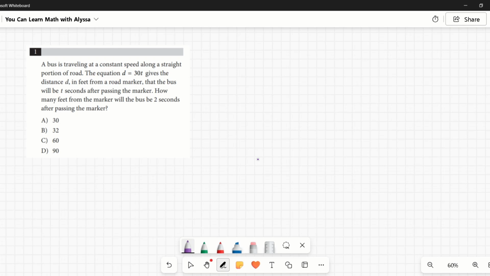Number 1, a bus is traveling at a constant speed along a straight portion of road. The equation d equals 30t gives the distance d in feet from a road marker that the bus will be t seconds after passing the marker. How many feet from the marker will the bus be 2 seconds after passing the marker?